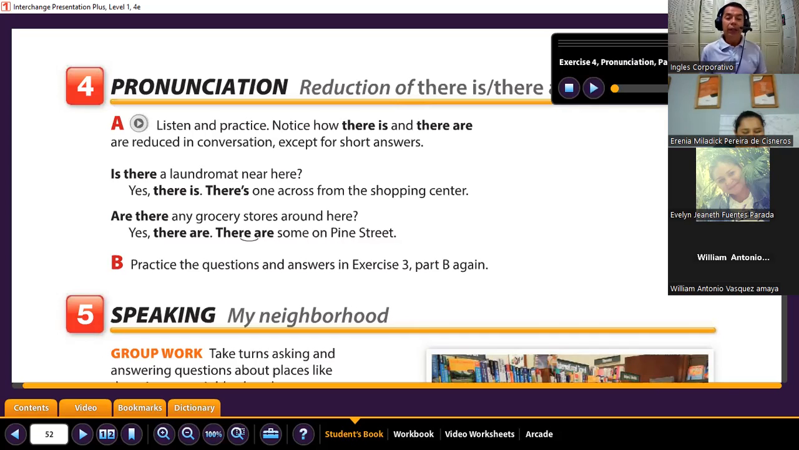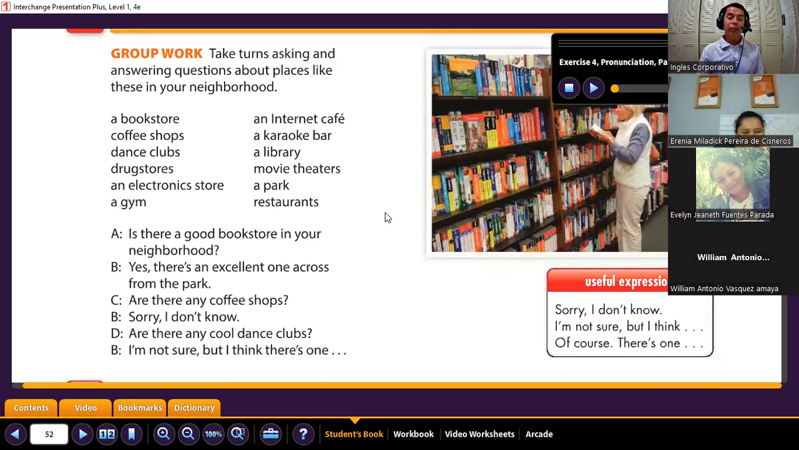There's, right? Okay, you can make a contraction. The only way you can make a contraction, or reduction, is when you answer. It says, is there a laundromat? Yes, there is. You don't say, yes, there's. No, yes, there is, right? But then you say, there is one, right? Or, there are, notice, there are some on Pine Street, right? Okay, now, let's continue, right?